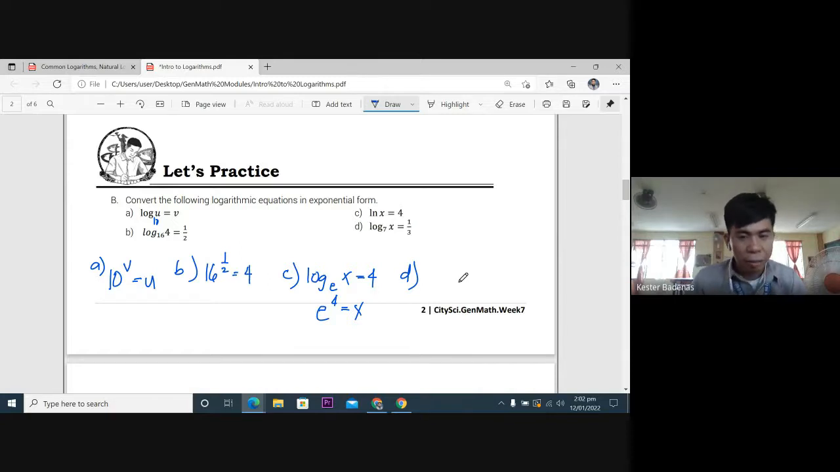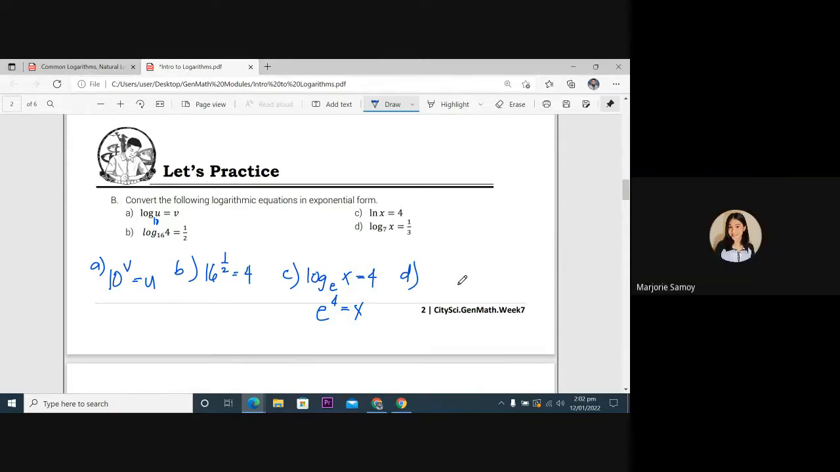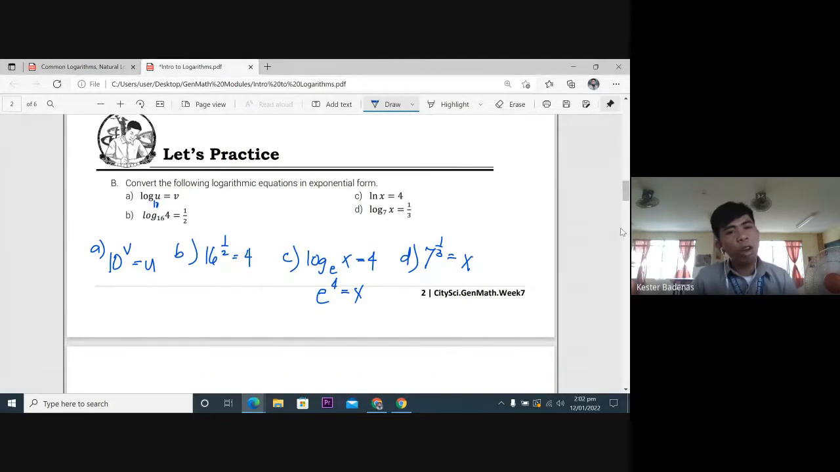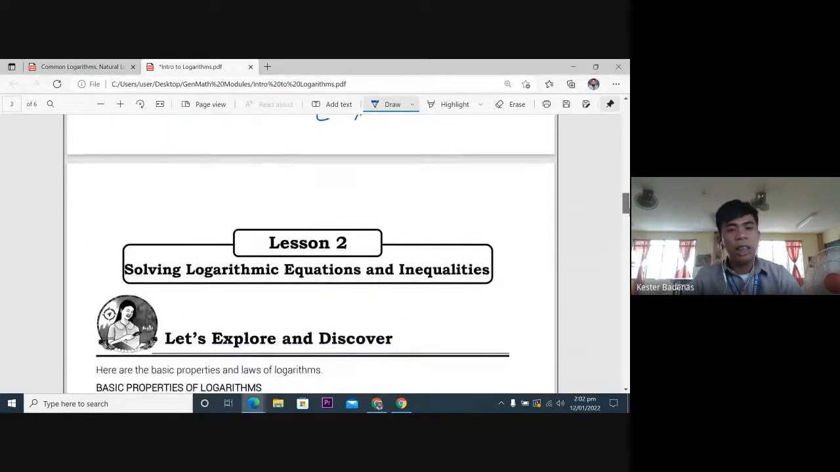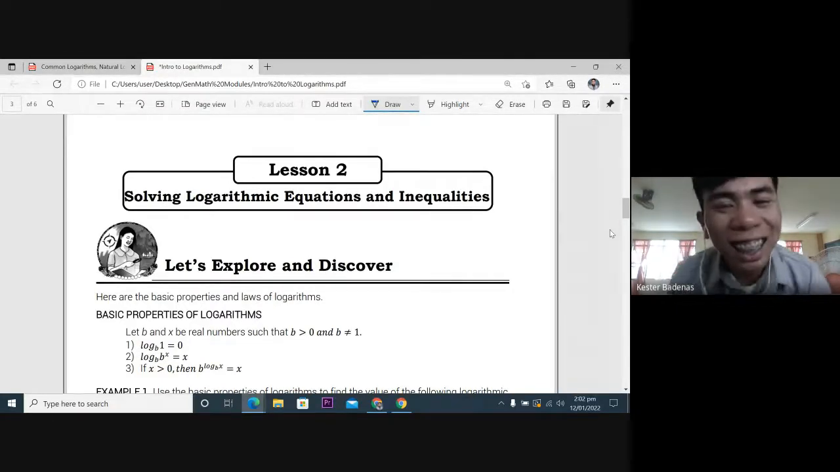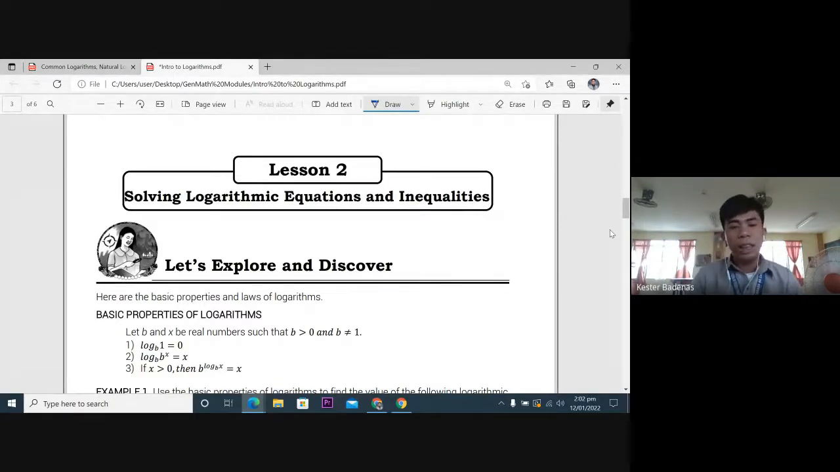Sige, Marjorie. 7 raised to 1/3 is equal to x. Okay, that is 7 raised to 1/3 is equal to x. Okay, so that's correct. So ayan, very good. You know how to write exponential functions to logarithmic function and vice versa. Ayan, very good. Next tayo, don't worry dun sa mga hindi natawag. Marami pa, huwag ka mag-alala. Hanggang alas 3 tayo. Okay, so next is solving logarithmic equations and inequalities.